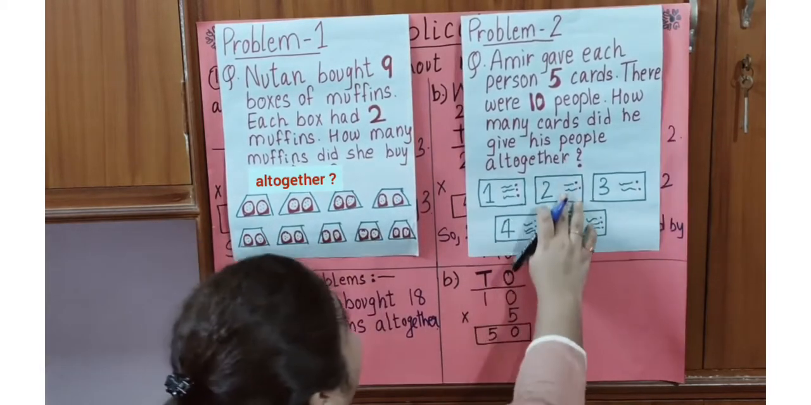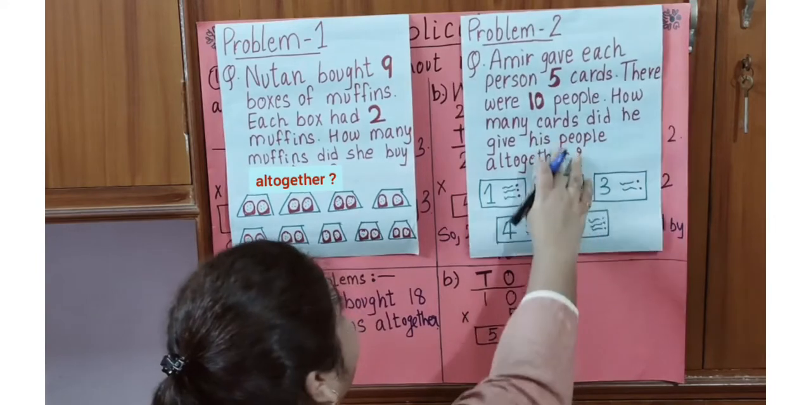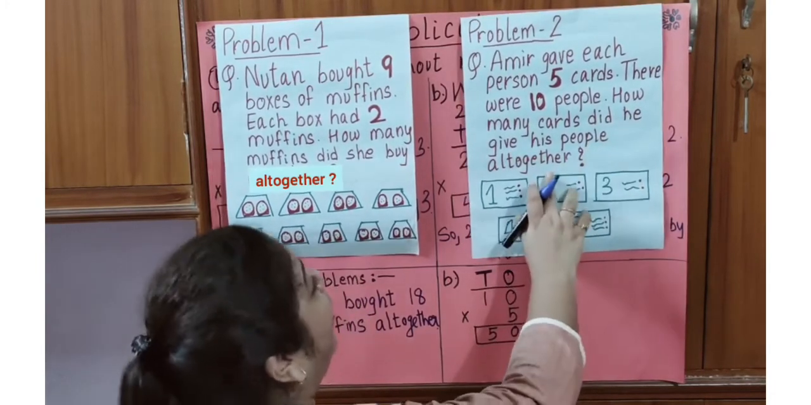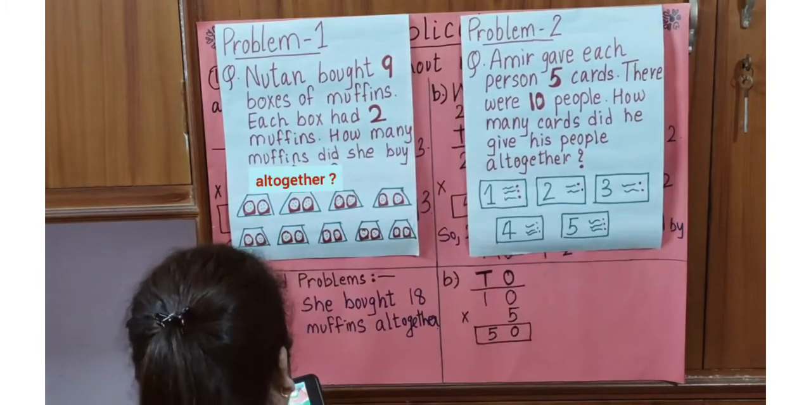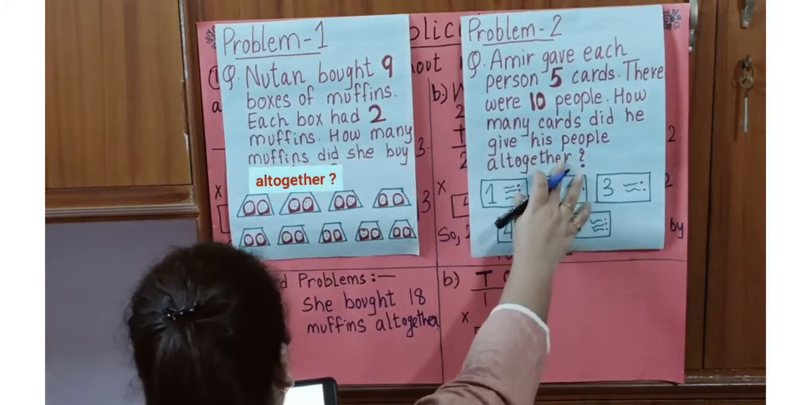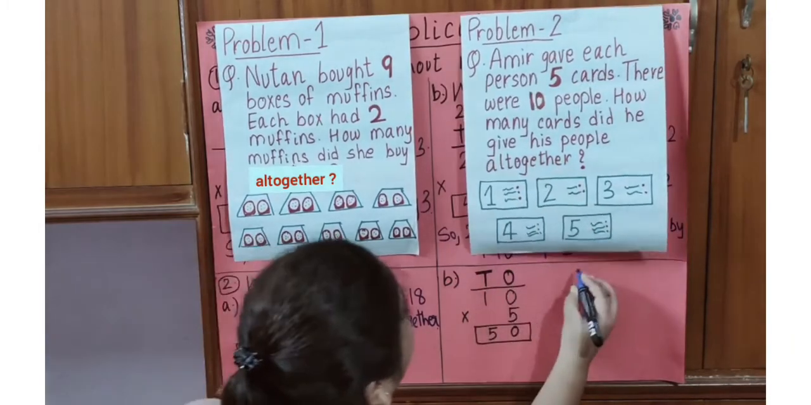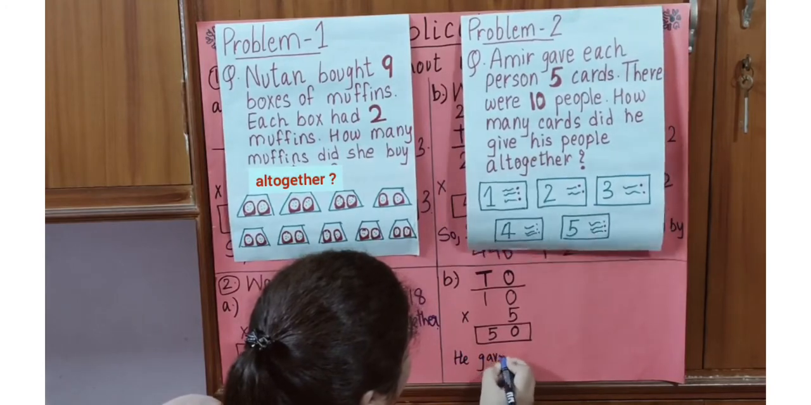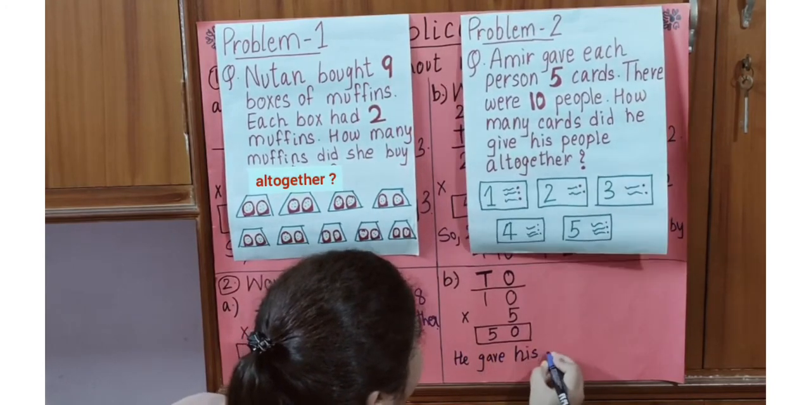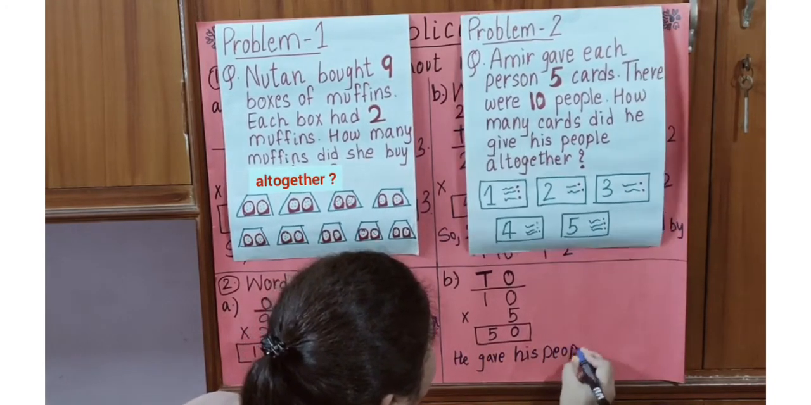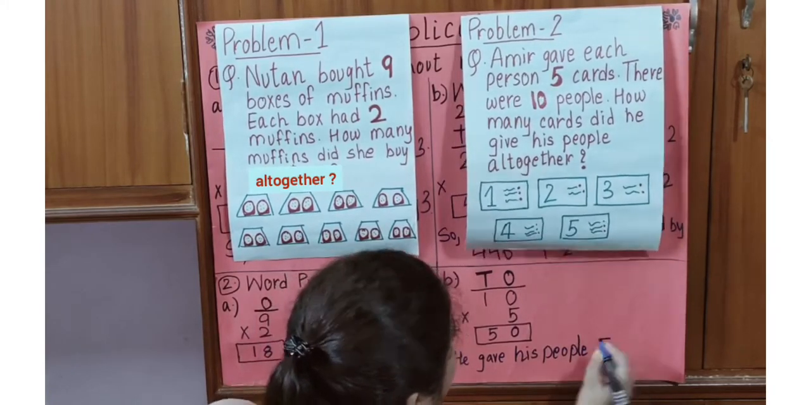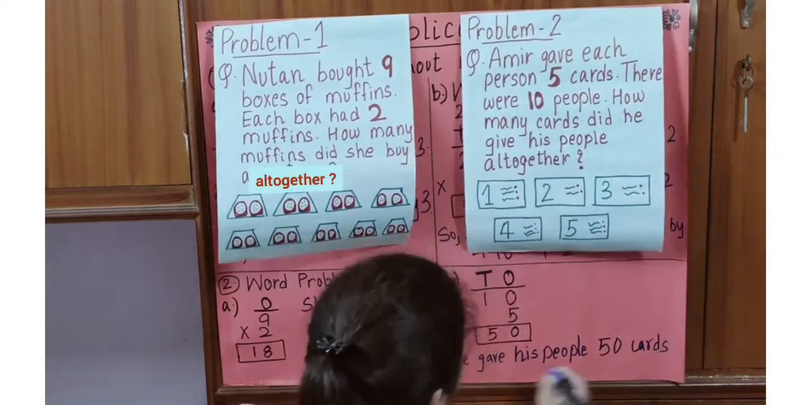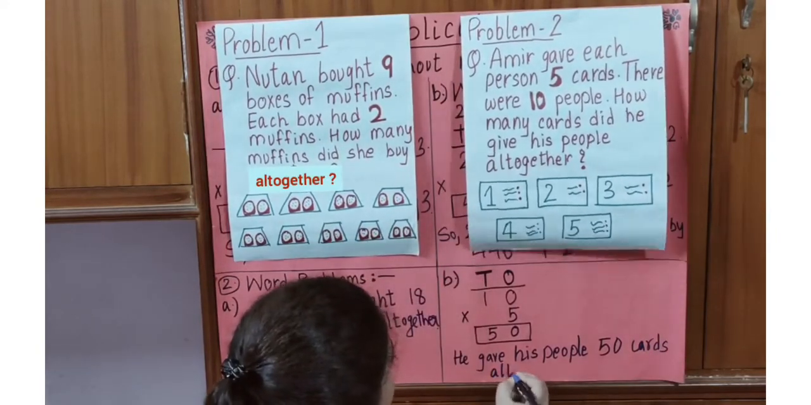So here, what is going to be the answer, children? It has asked how many cards did he give his people altogether? So what is going to be your answer? Your answer is going to be: he gave his people 50 cards altogether.